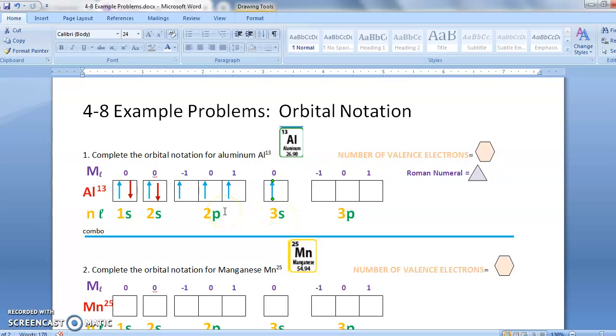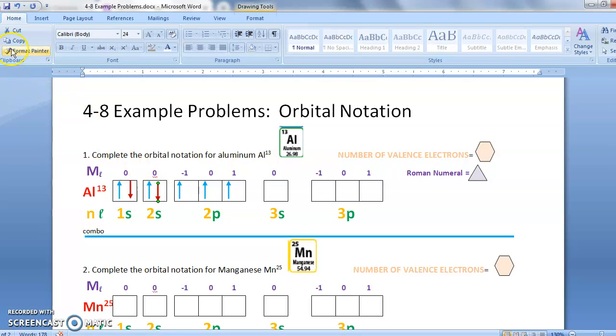But why do I have to fill the 2p first? What is the tiebreaker when we have two different energy level, sublevel combinations with the same energy? Tiebreaker is the first number. So this electron can't go there until that entire sublevel is full.